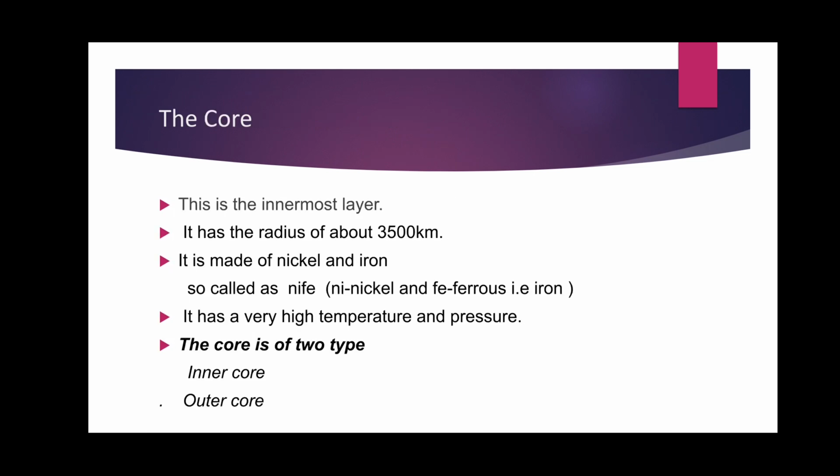Next is the innermost part, that is the core. This is the innermost layer of the earth, the core. It has a radius of about 3500 kilometers. Now, this core is made up of nickel and iron. So it is called Nife, where Ni is nickel and Fe is ferrous, that is iron.